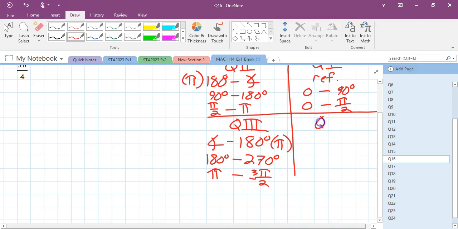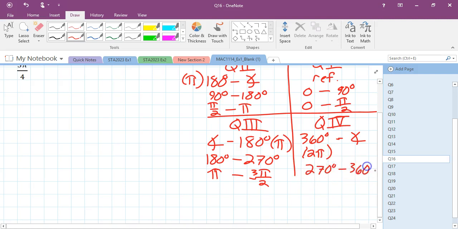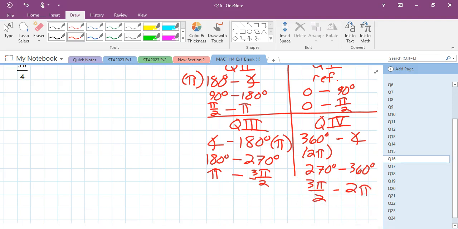And then last but not least, quadrant 4. How do we find the reference angle? 360 degrees minus the angle, or if we're in radians, 2 pi minus your angle. And again, these are all from 270 degrees to 360 degrees. Or in radians, 3 pi halves to 2 pi. Which again, ignoring the pi, is from 3 halves, which is 1.5, to 2.